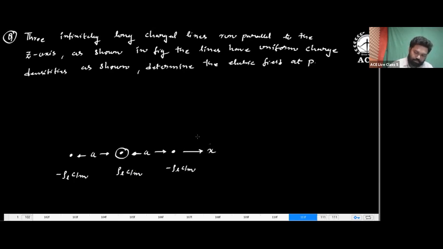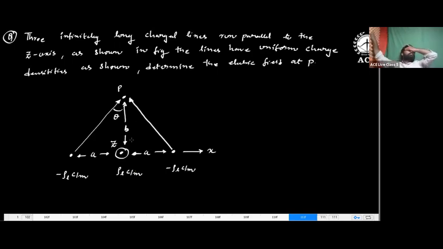Here is the x-axis. Here is a point P. The distance from here to here is B, and the distance from here to here is not given. Here is point P, and this angle is theta. The z-axis is outside the board. Here also same story. Use the vector approach.